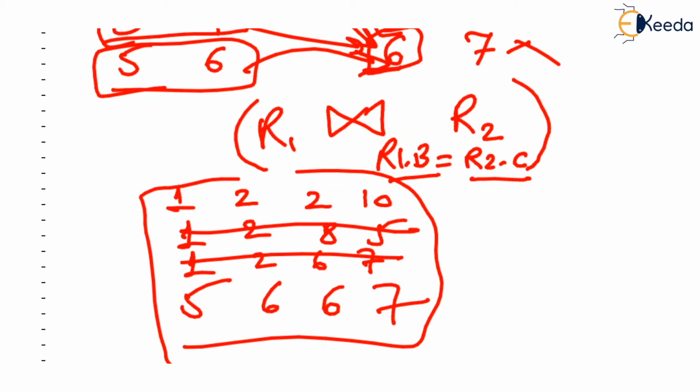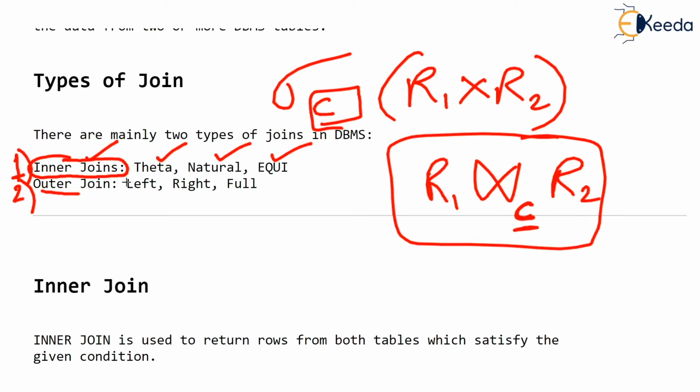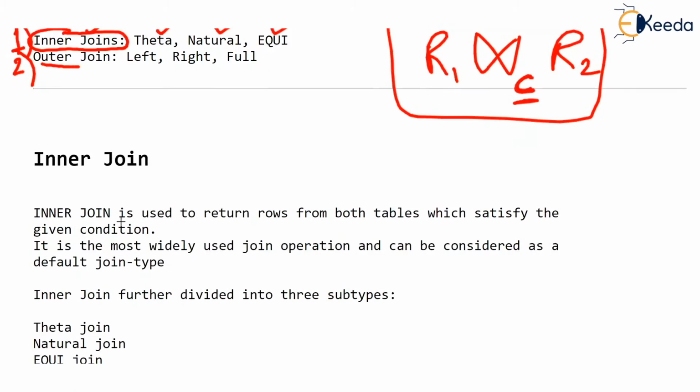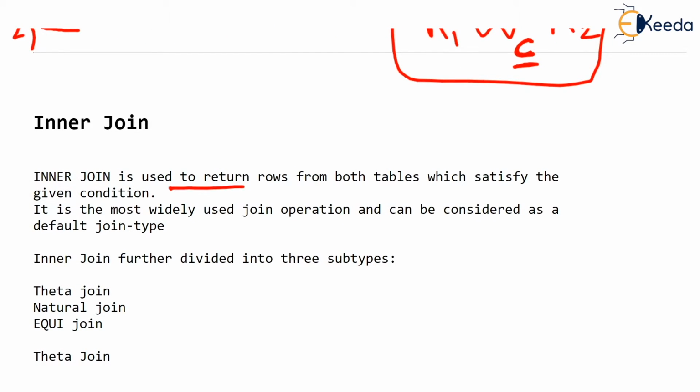Coming back to our slides, where we were discussing what inner join is. What it says is that inner join is used to return rows, check this definition, from both tables which satisfy the given condition. Inner join is the most widely used join. And if you don't specify which type of join you want, then by default, it is inner join.